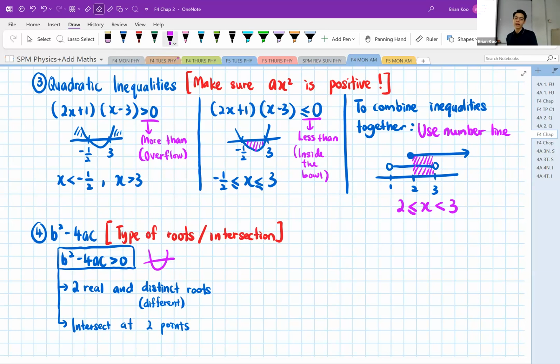Remember, I keep on telling you guys to remember the shape. So if they say, oh, got 2 roots, that means got 2 answers, got 2 x values, you will cut at 2 places, then you will have a graph that looks like this. Then it's greater than 0. Then the next one, I'm gonna do b squared minus 4ac equal to 0.